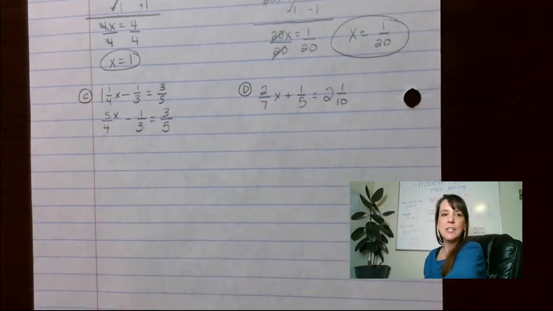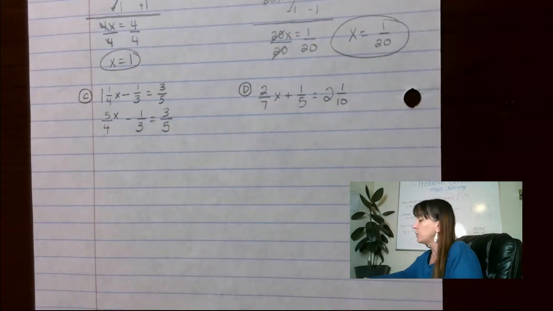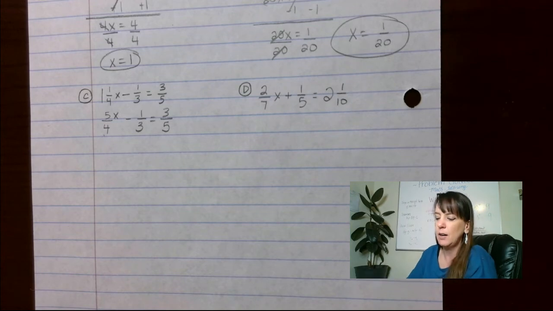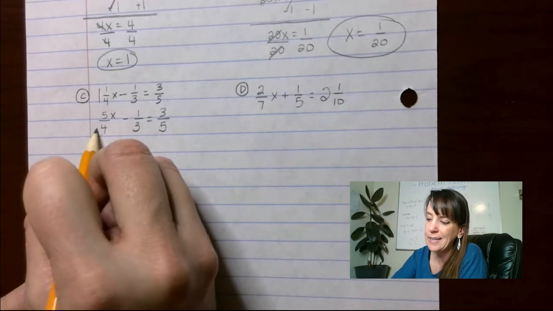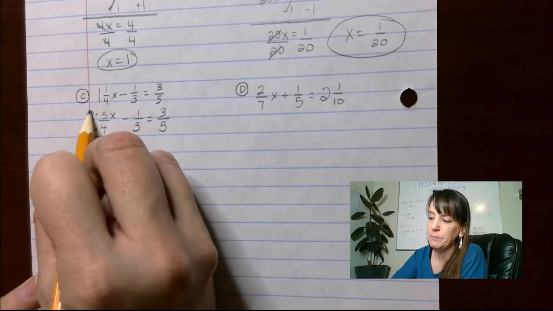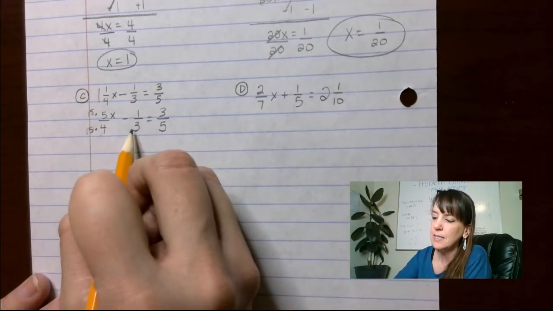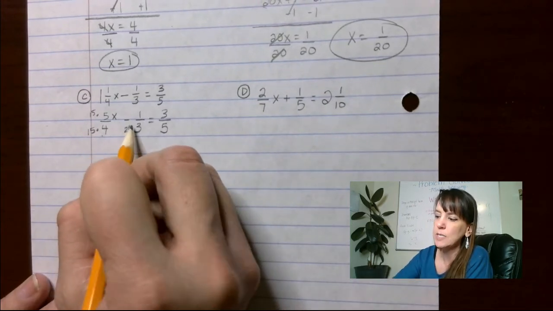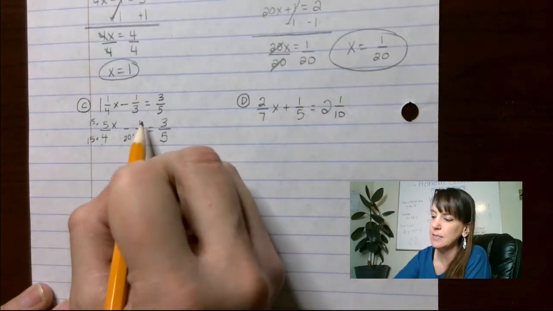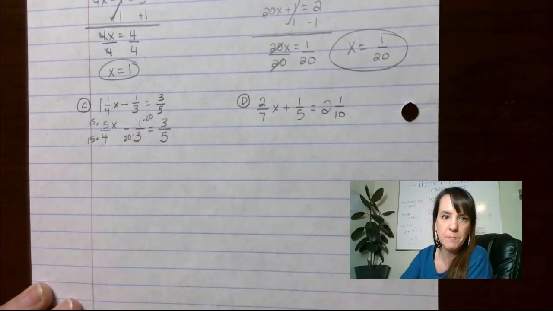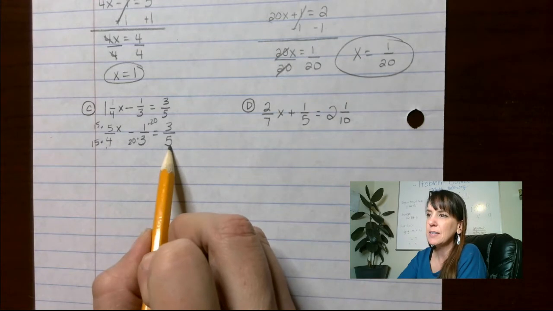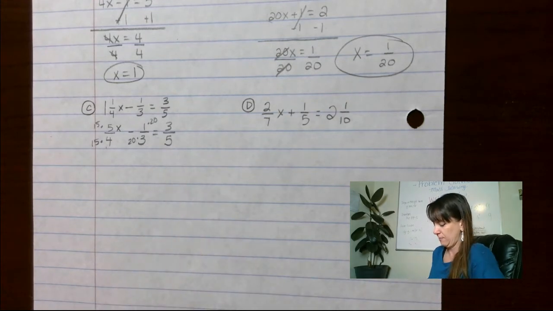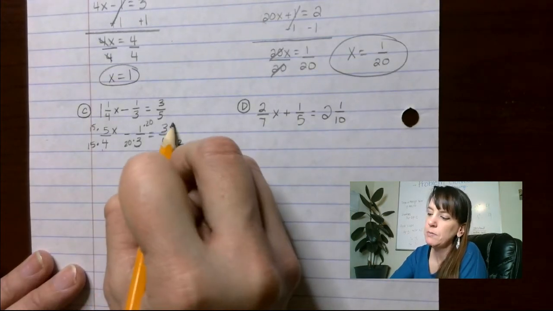Okay, so 60. So what do I need to do? 60 divided by 4 is 15. So I need to multiply this by 15 on the top and bottom. 3 goes into 60 twenty times, so 20 times 3 would give me 60. If I do it on the bottom, I have to do it on the top. 5 goes into 60, didn't I just do that? Oh, right, 12 times.